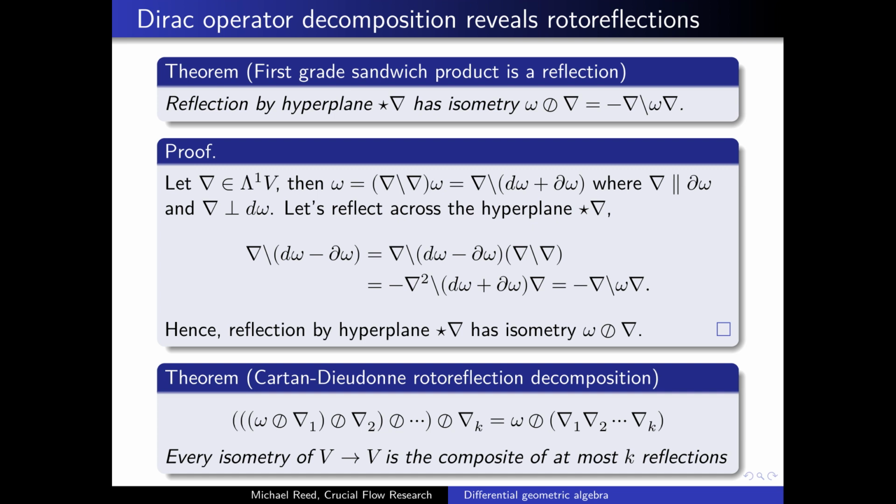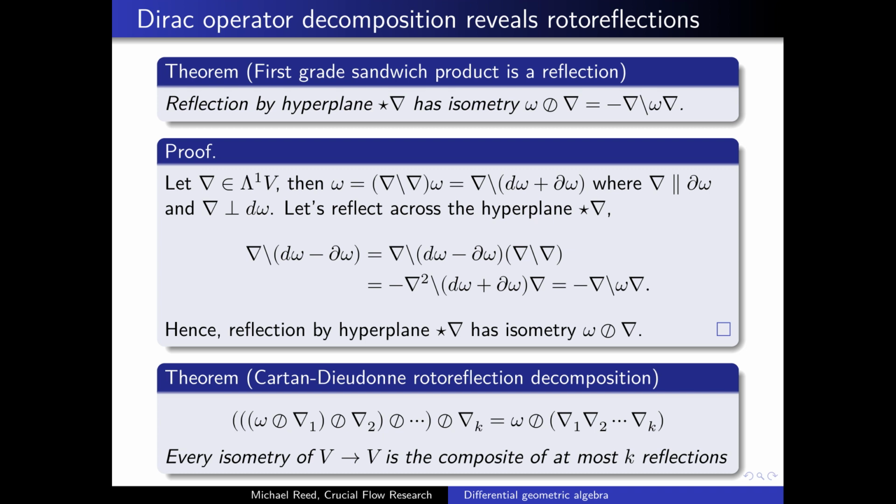So we take the expression of omega that we had, and we apply the reflection, and we now have a different expression, which is Nabla backslash d omega minus boundary of omega. And now we multiply this expression by 1 again. We do the same trick all over again that we just did before. And we rearrange things with the associative property, and by rearranging things a bit with knowledge of the geometric product.